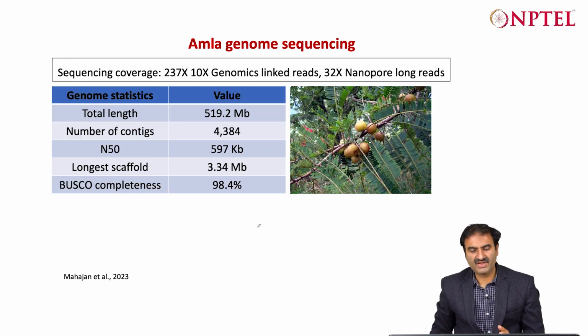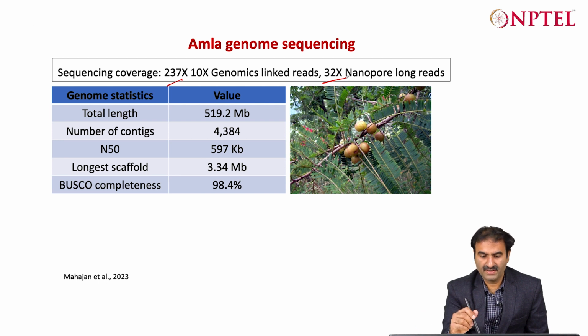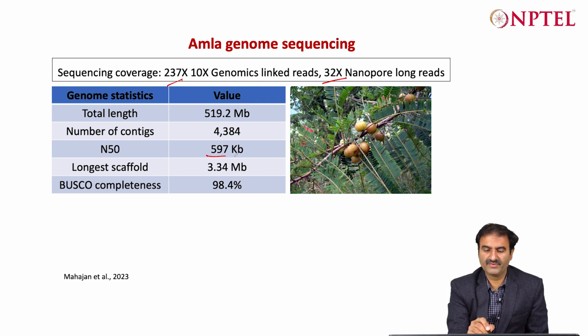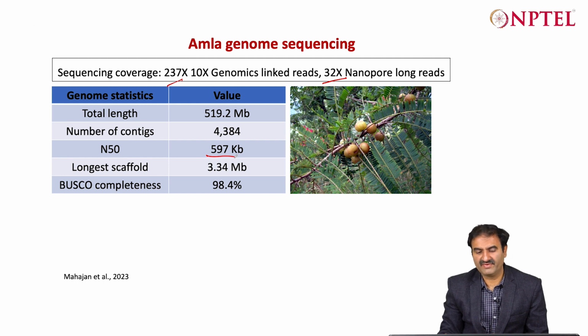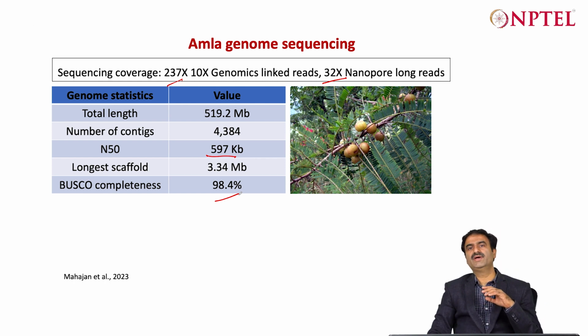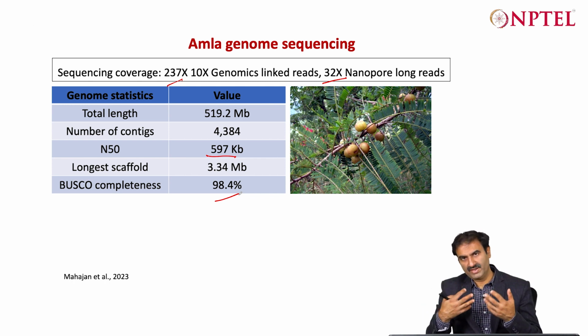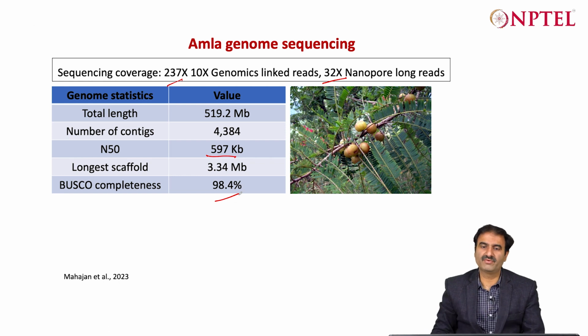Then the amla genome, which is 500 MB, used a combination of 237x 10x Genomics link reads and 32x Nanopore reads, and the N50 was 0.5 MB, about 597 KB, which is a good number, and BUSCO completeness was also good, right? So you can see that in these examples, a combination of long read and short read, or link read and short read, is used to cover the genome, or a combination of all three, including the mate pair information.